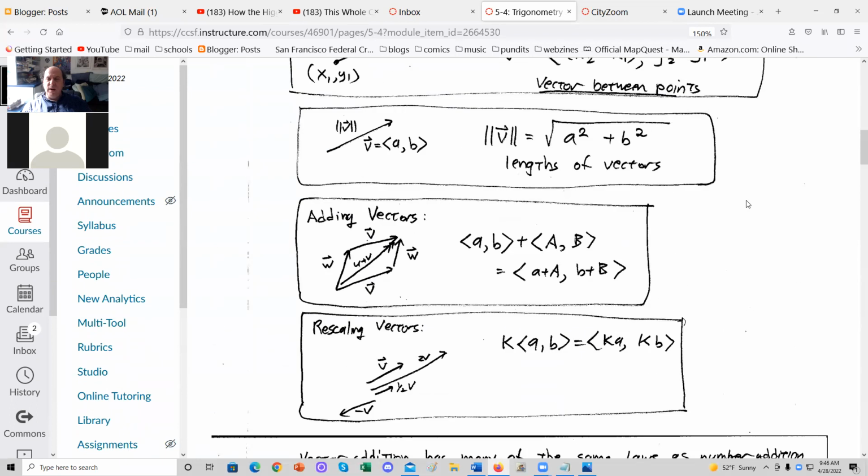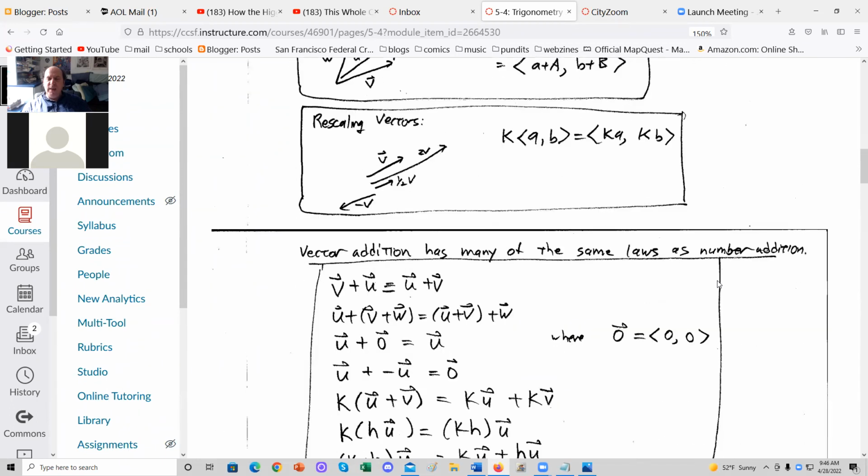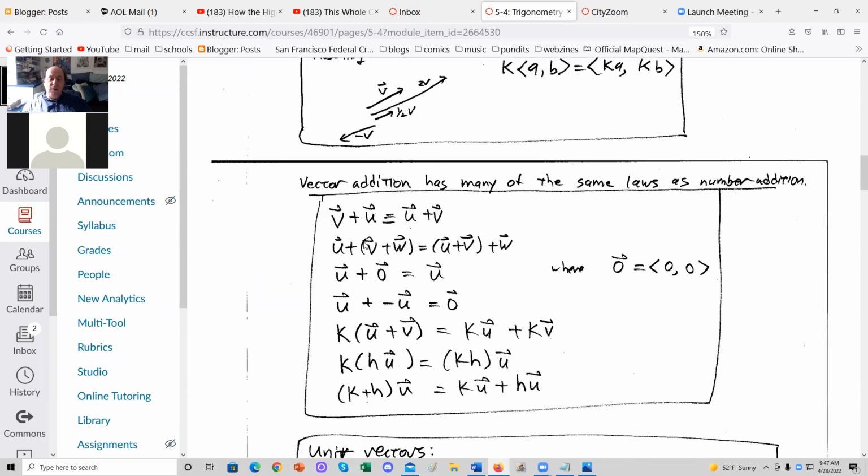Now, these vectors are defined in terms of addition and multiplication, and they have many of the same laws as numbers, addition, and multiplication. For example, order doesn't count. v plus w equals w plus v. That's a commutative law like in arithmetic. u plus v plus w equals u plus v plus w, grouping aside. That's the associative law, same as in arithmetic.